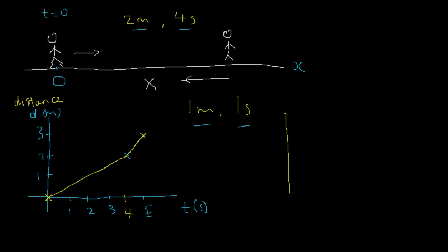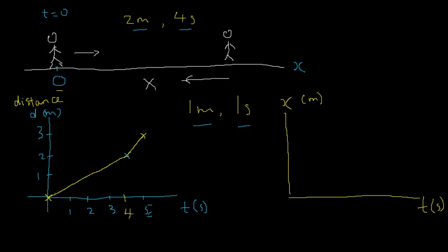I'm going to call this vertical axis X. I'm going to call the horizontal axis T. So T again is the time in seconds. X is in meters. Now this time I think of X as the displacement from 0.